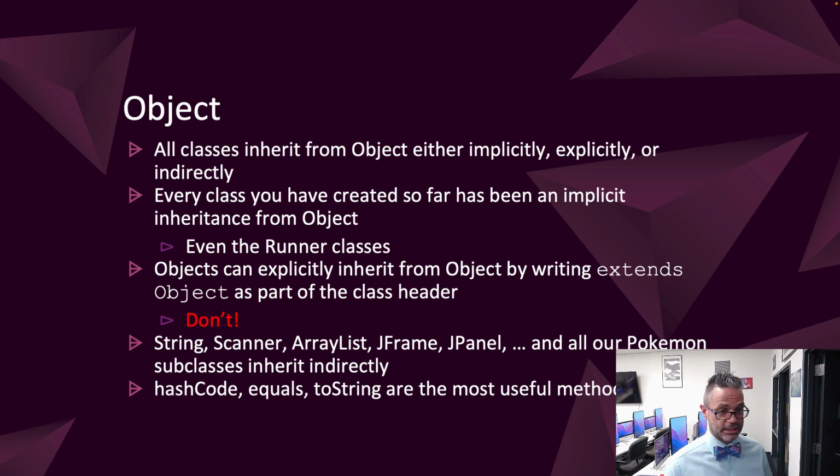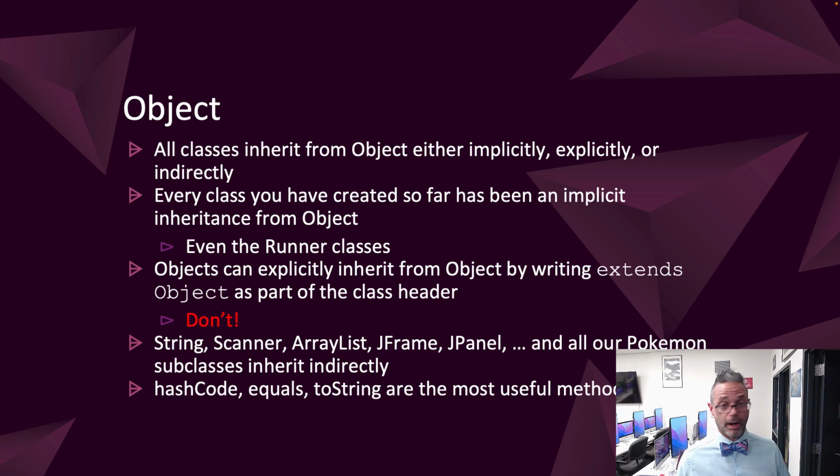Now, classes can explicitly inherit from the Object class by writing extends Object as part of the class header. We don't do that because that's a total waste of time, and we don't need to explicitly say that because that's part of the actual Java language. So I don't recommend doing that at all. String, Scanner, ArrayList, JFrame, JPanel, and all of our Pokemon subclasses inherit indirectly. With public class String, it doesn't have to say extends Object. We've been using strings all year long, but they are objects as well. So we have that indirect inheritance because of that.